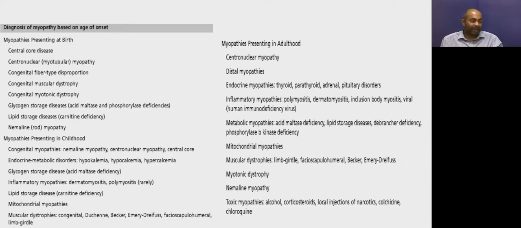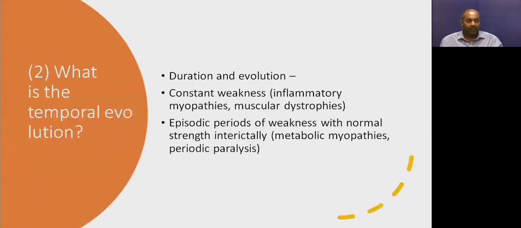Myopathies presenting in childhood have separate causes; the most common will be Duchenne muscular dystrophy. Myopathies presenting in adulthood will have a separate set of differentials. So age of onset is very important to elicit. Now, what is the duration and evolution?